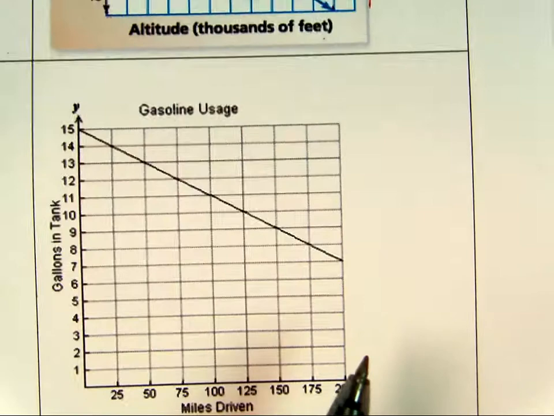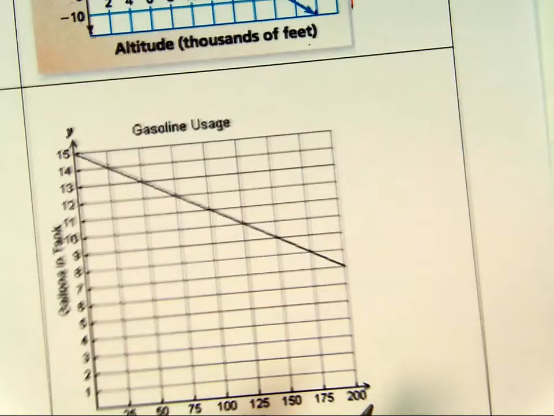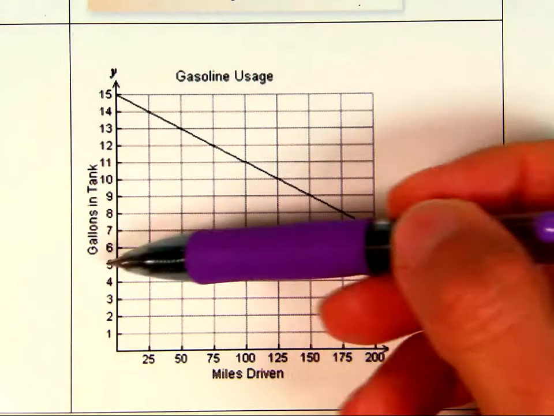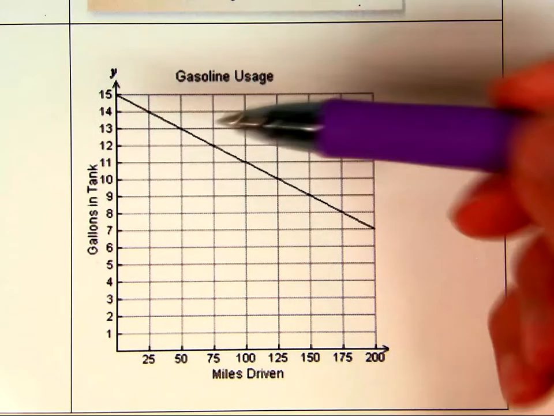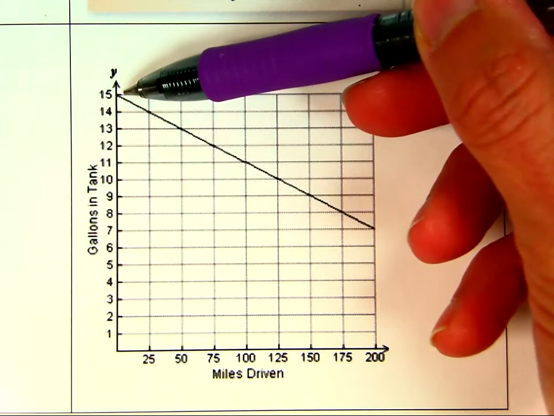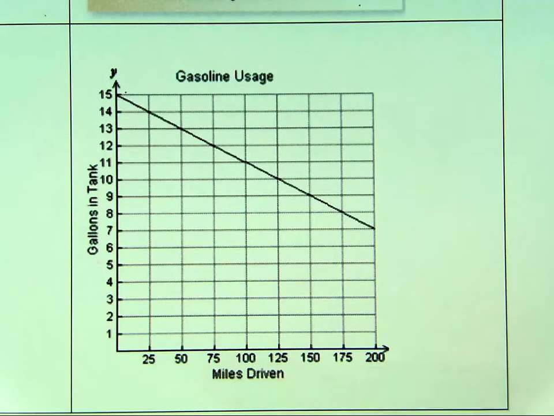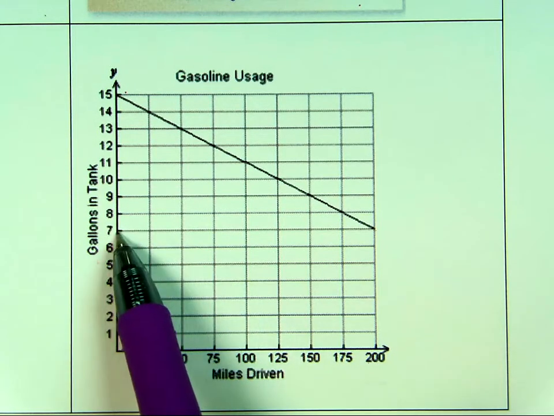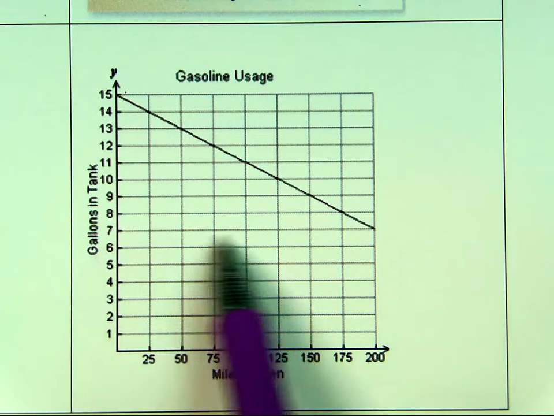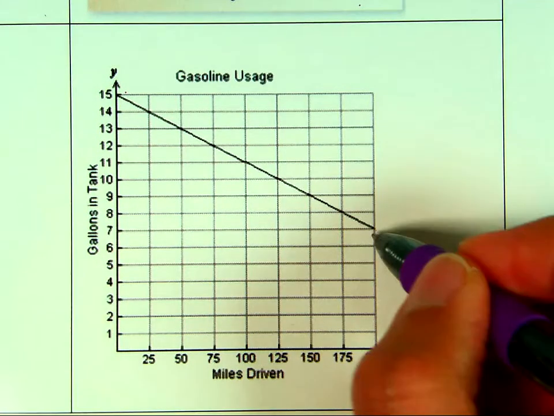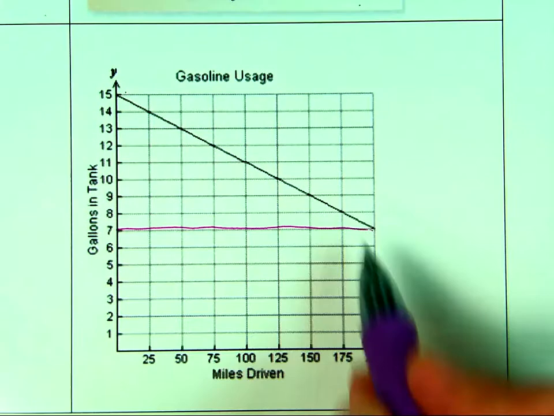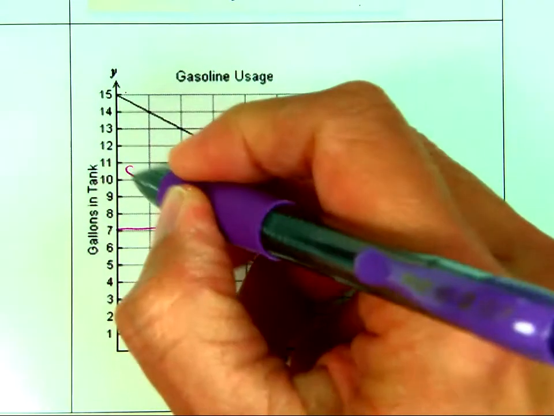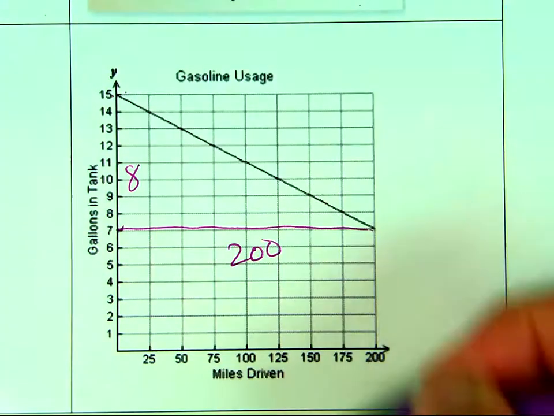This one's entitled gasoline usage. And you'll see that the bottom is called miles driven, and the side is gallons in the tank. So what did we start with? 15 gallons. And after 200 miles, we still have 7 gallons. So what is our miles per gallon? What happened there? So this was 200, right? And this was 8, because from 7 to 15 is 8.